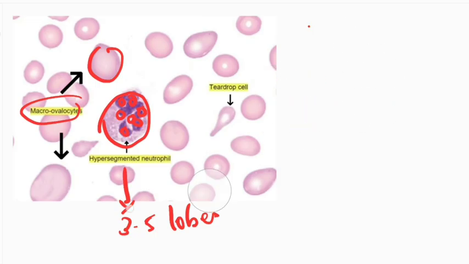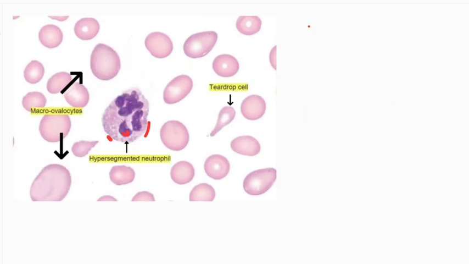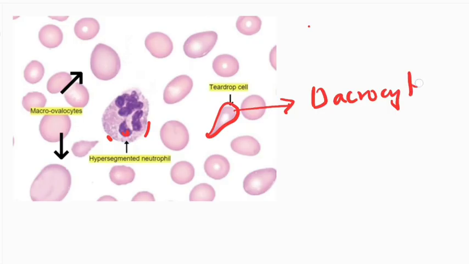Now another feature you see in megaloblastic anemia is the teardrop cell, right? Now teardrop cell, the other name is dacrocytes. Very important, dacrocytes. Okay, they are not a classical hallmark of megaloblastic anemia. These teardrop cells we can see in other conditions also. We can see in myelofibrosis, we can see in bone marrow infiltration. So remember, you see a teardrop cell, don't come to a conclusion that okay, this is megaloblastic anemia. There are other conditions also where you see teardrop cells.